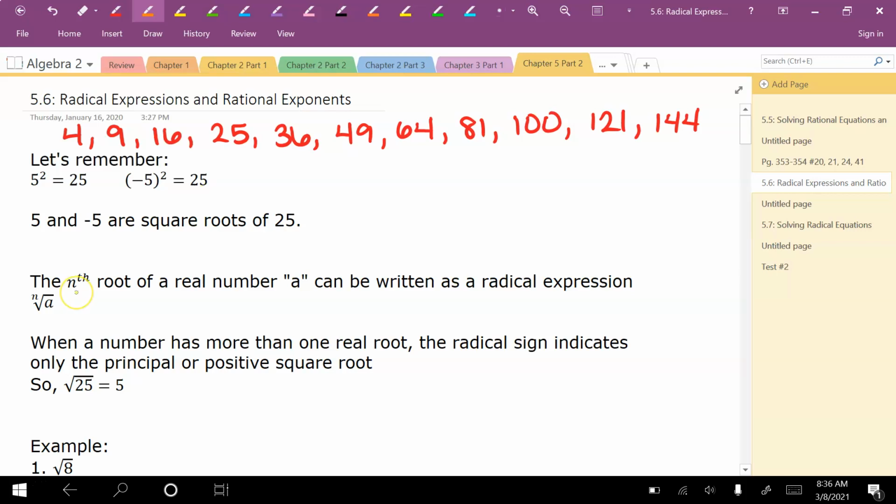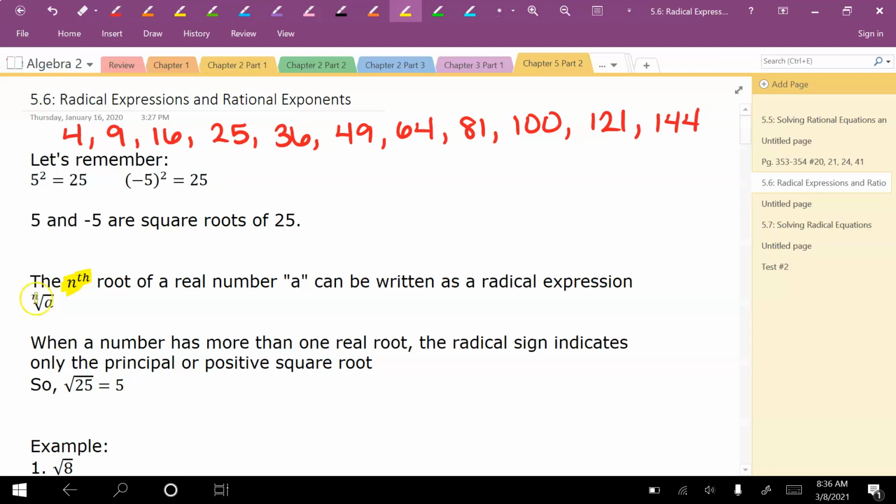Okay, now we also have other roots. We don't just have square roots. We have, like I said, cube roots or fourth roots or fifth roots. Those are all called nth roots. So I could take the 3rd root, the 4th root. I could take the 10th root, the 20th root of a number if I really, really wanted to.